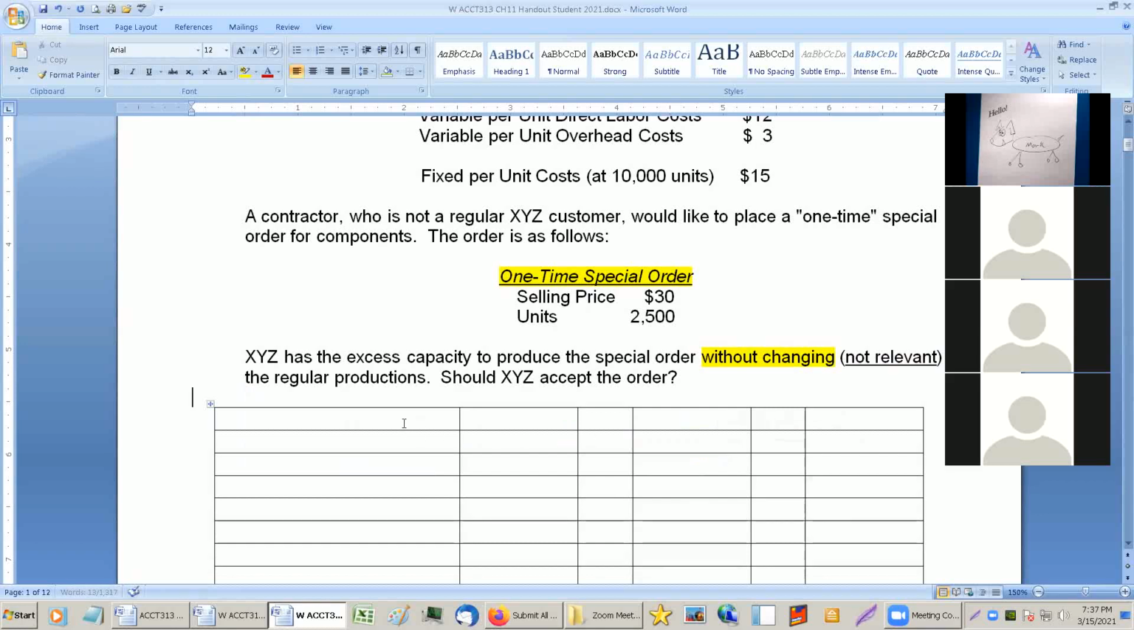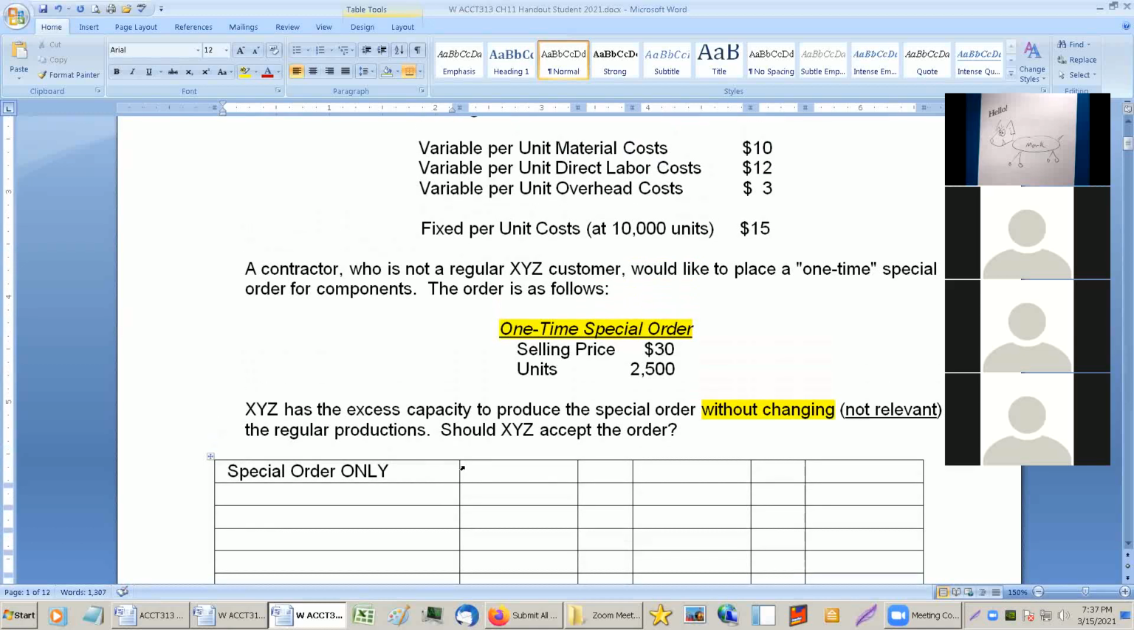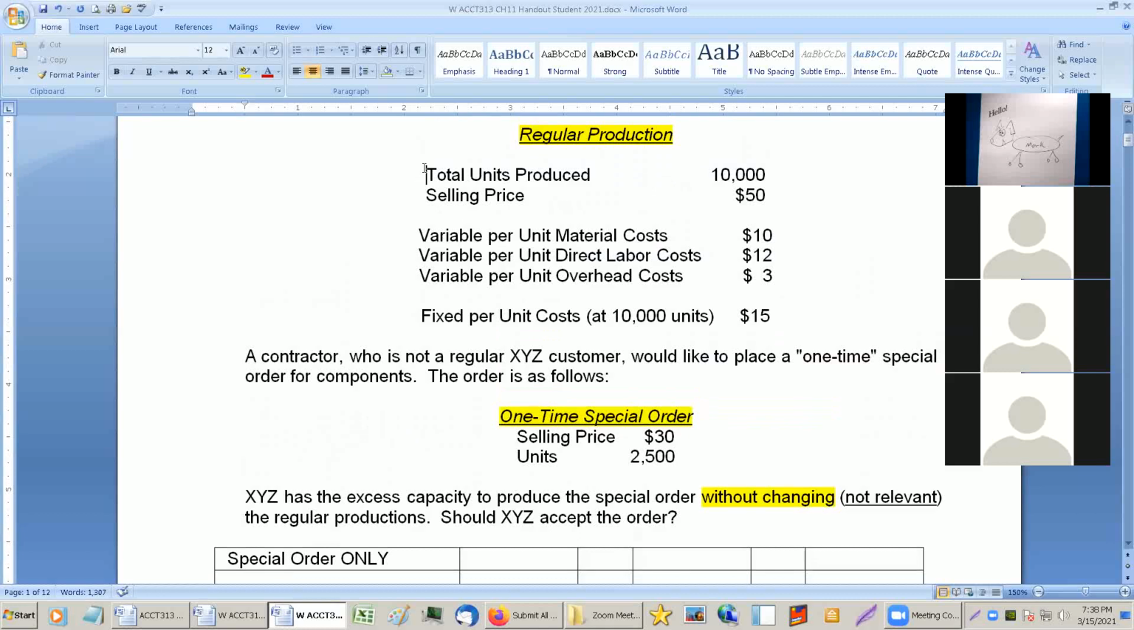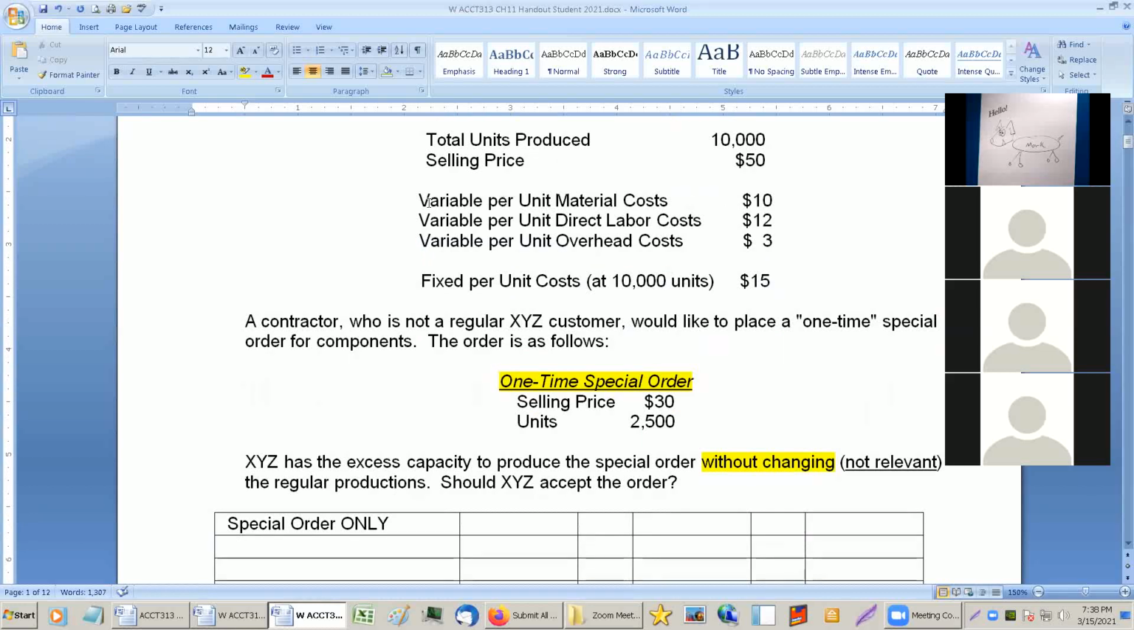So this would be the special order only. Yeah, I'm doing capital letters. Only. So we're really only going to be looking at the additional sales or revenues and additional costs. We're not going to be looking at the regular production because there's no reason to. Regular production is going to be regular production whenever it is. We will need some of this data eventually, but not right now.